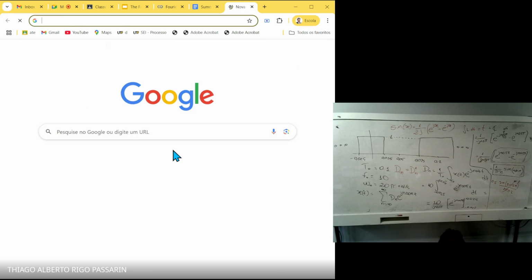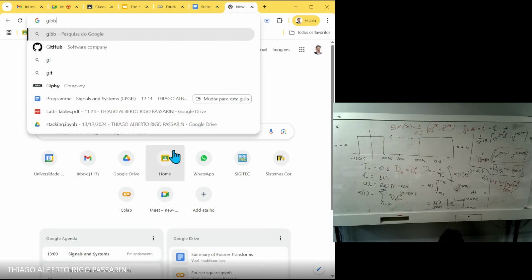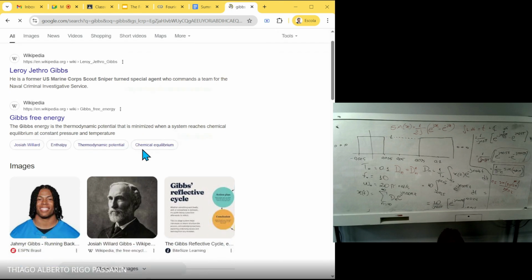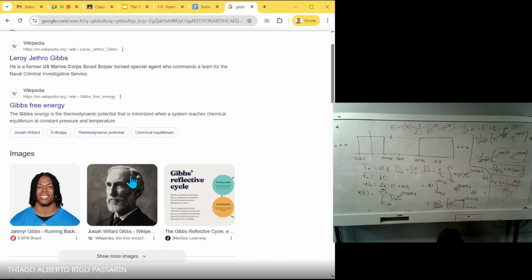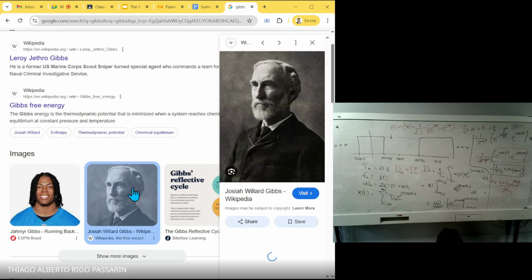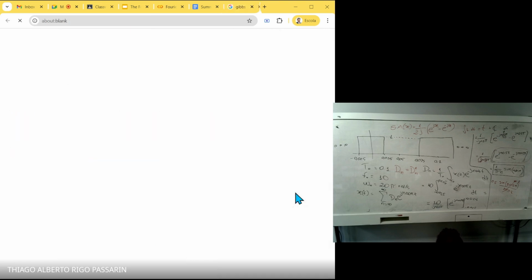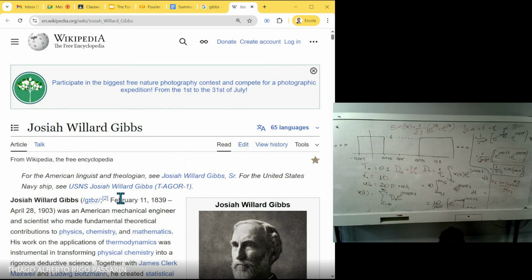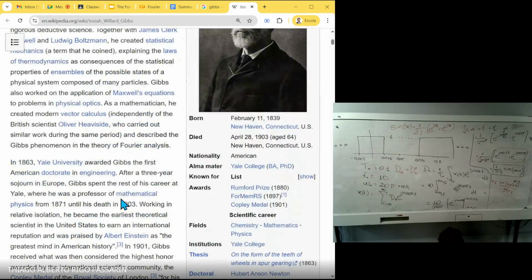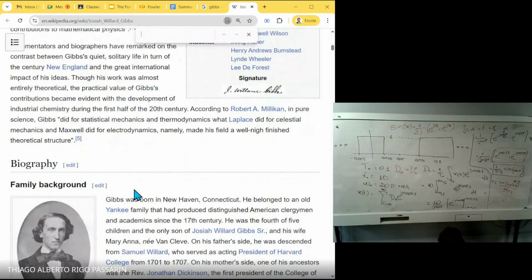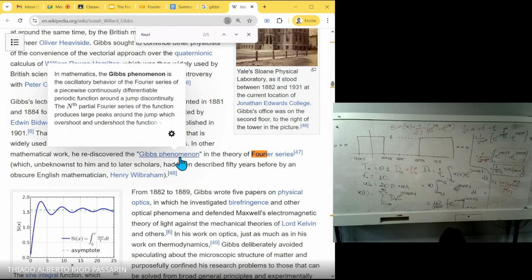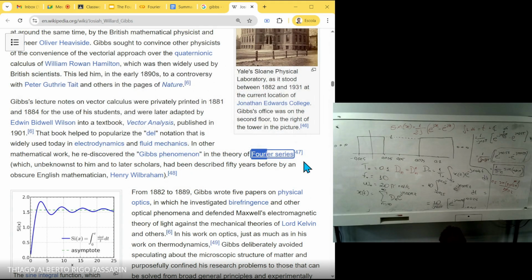So in the meanwhile, who is this guy Gibbs? Maybe this? Was an American mechanical engineer? Mechanical engineer, would it be? Oh, wow, it's him. He rediscovered the Gibbs phenomenon here.